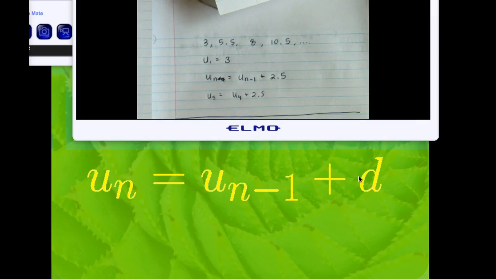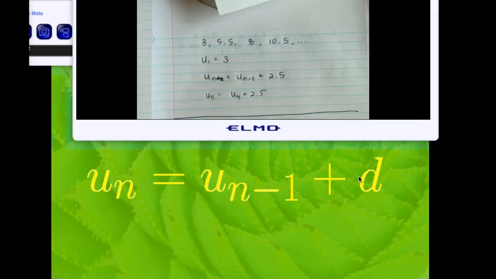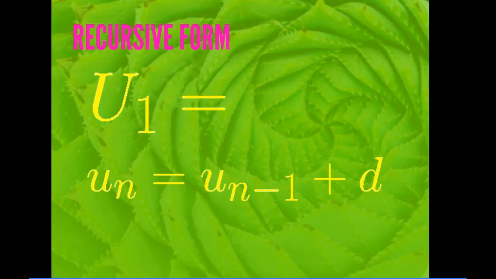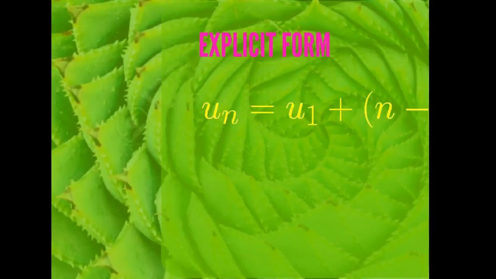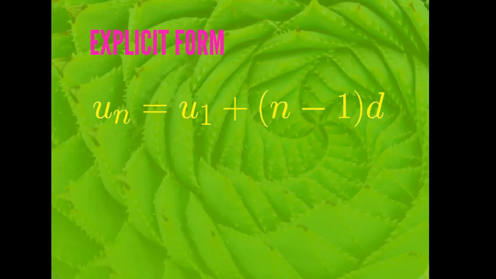But this form is pretty restricting. If I wanted to find u sub 100, or my 100th term, it would take me a while to figure that out. It would take a lot of adding, and it would be very time consuming. So that's why we want to use a different form that's a little bit more useful. And I mentioned that we would have a slightly more useful form in this lesson.